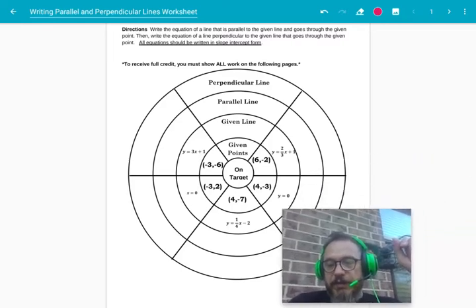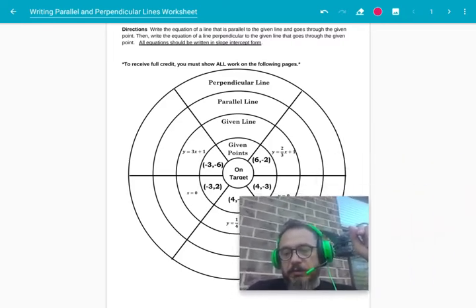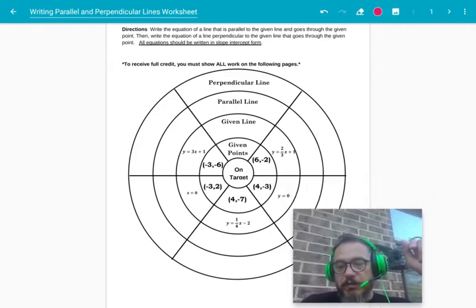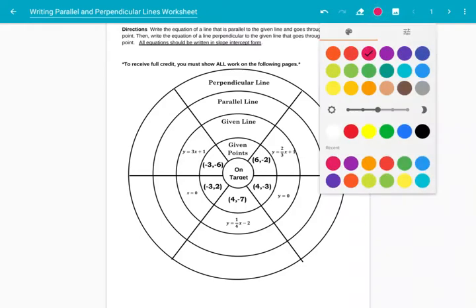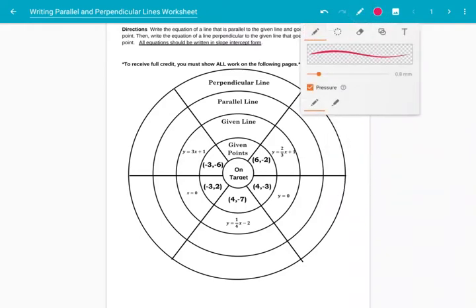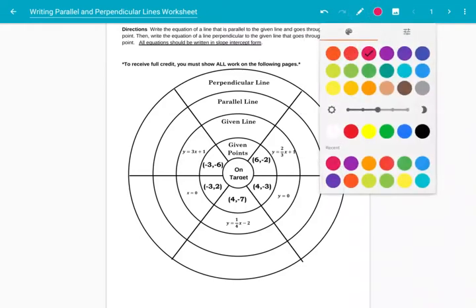So let me just get rid of this. Why won't this go? Oh, okay. Let me get a pencil, and let's start with green.